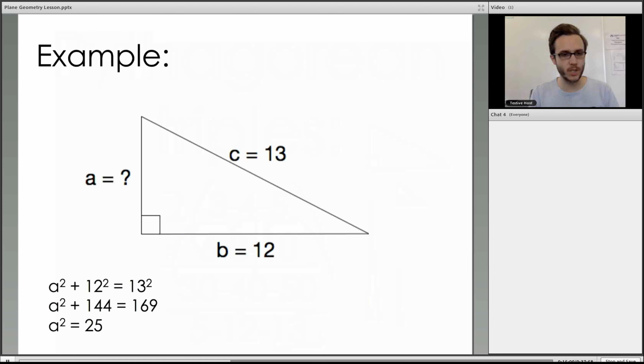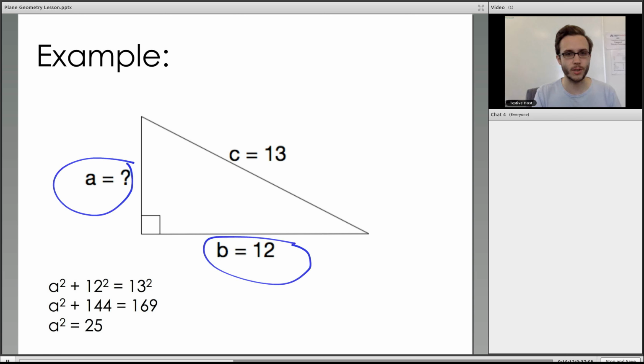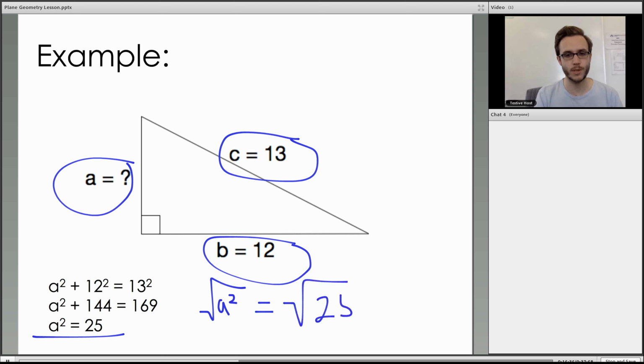Okay, so we just kind of did one of these. I gave a little preview here. So a squared plus 12 squared equals 13 squared. I already worked this out for you. a squared plus 144 equals 169. Therefore, we know that a squared equals 25. If we wanted to actually find a, we would need to take the square root of both sides of this equation, and we would get that a, of course, equals 5.